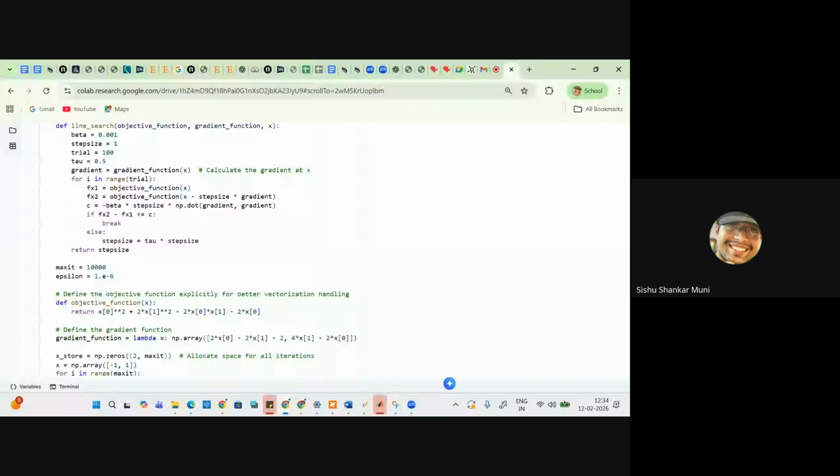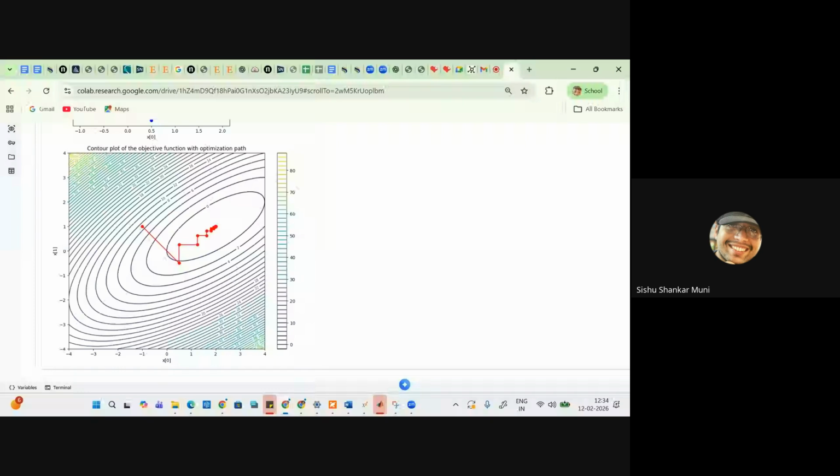See how it is performing. You don't need to worry. Here also it is the same, good. In 44 iterations it also converged. So actually, this is how it looks.